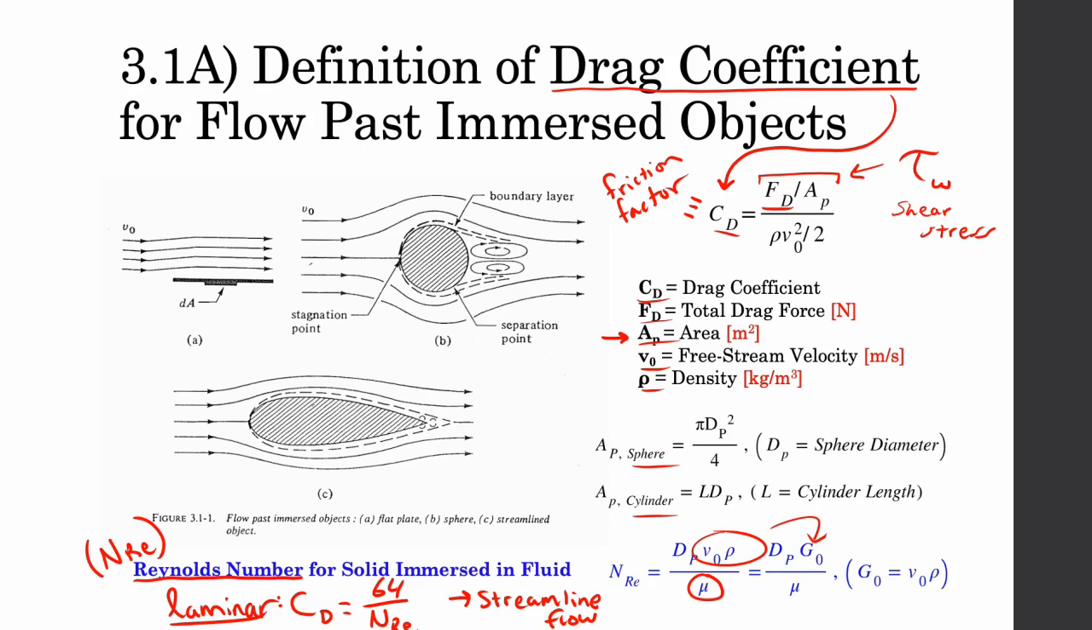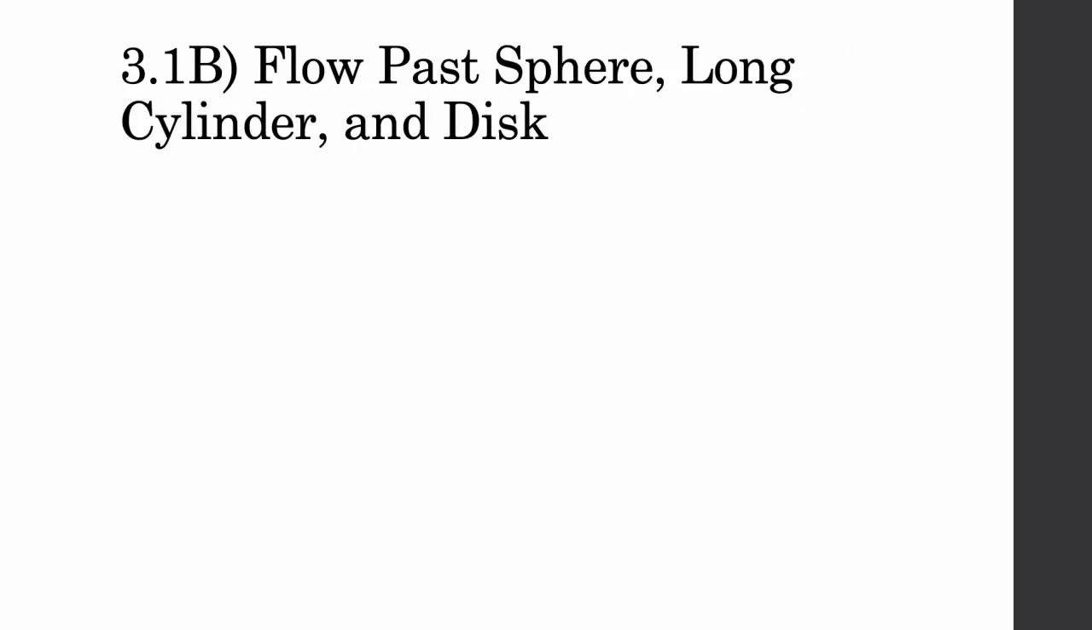So once we have these equations, we can use them to solve for flows past spheres, long cylinders, and disks within a submerged liquid. If we remember, the relationship we're looking for is C_D, the drag coefficient, and the Reynolds number. And this is going to be based on the shape of the object and the orientation of the object. Basically, what side of the object the flow is heading towards might affect the surface area that it's going to hit.